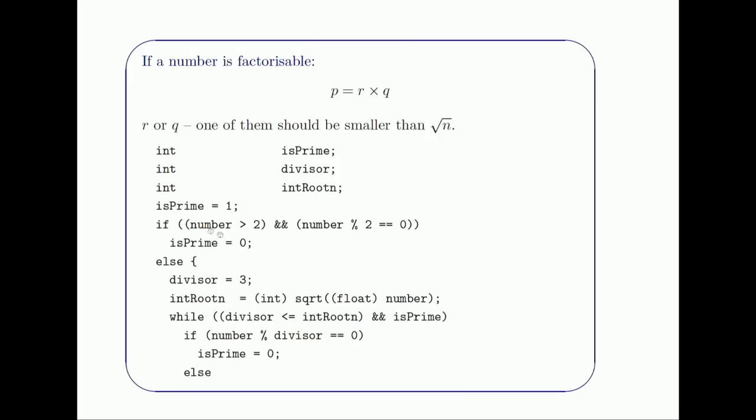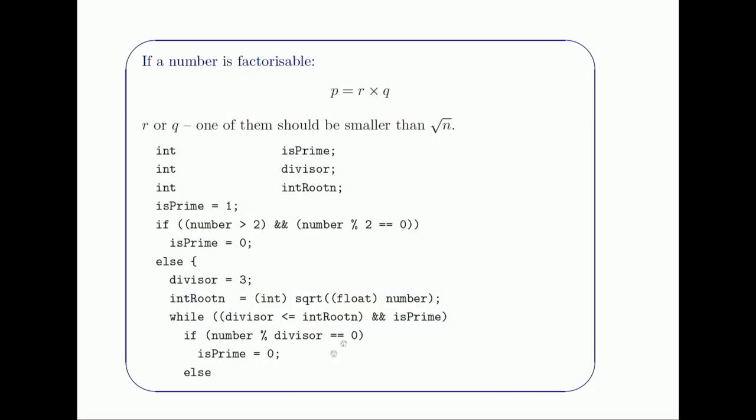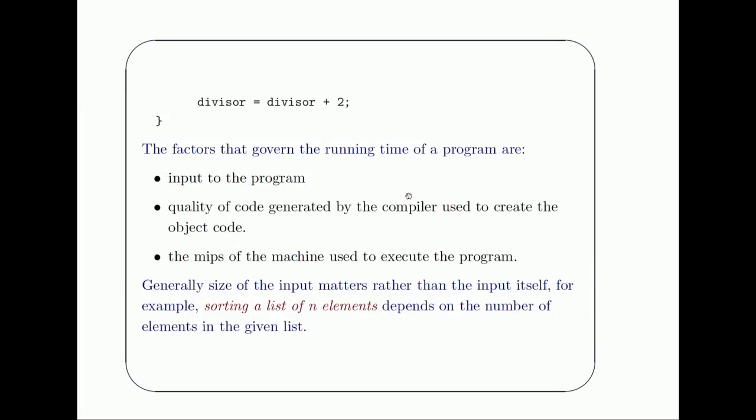What are we doing again? We are again setting the is_prime flag to 1. Then if number is greater than 2 and number % 2 equals 0, that means it is an even number, then is_prime is not true, and you just come out of the program. Otherwise, you start with a divisor equal to 3 and keep checking whether, for example, number % divisor equals 0, then you reset the is_prime flag.